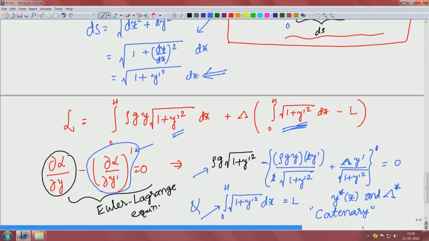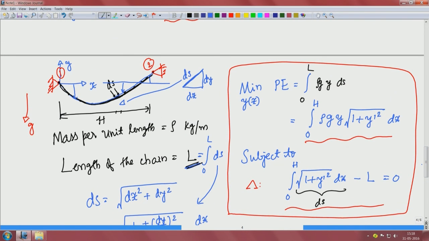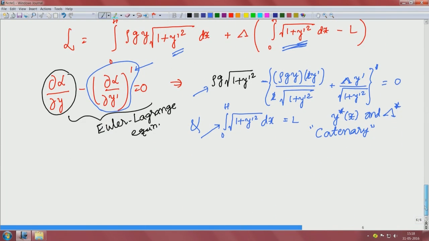Okay. So, what we have done now is we have taken a problem where we are minimizing potential energy subject to a functional type constraint. There is an integrand for this, an integrand for that, both are defining two functionals, and we have solved the problem by using this concept of Lagrangian.